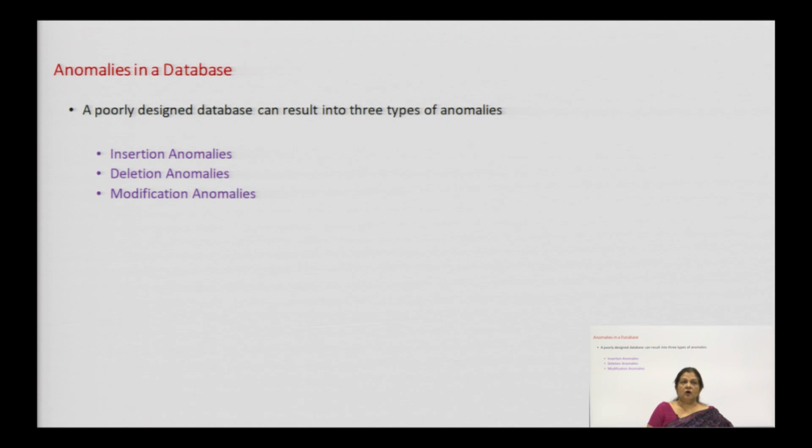Now, let's talk about what anomalies in a database are. A poorly designed database will always result in some anomalies, leading to inconsistency of the data in the database. The three kinds of anomalies that exist in a poor database design are the insertion anomalies, the deletion anomalies, and the modification anomalies.